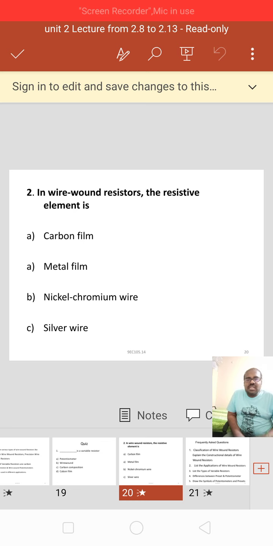Here the choices order is also missed. A B C D, but here given A B C. Simply change it to A B C D. By viewing this question we simply answer that in wire wound resistors the resistive element is C. Corrected, C is nickel chromium wire. We name it nichrome, an alloy of nickel chromium wire, that is nichrome, which can be used as a resistive element in wire wound resistors.